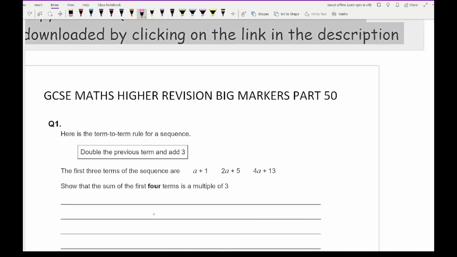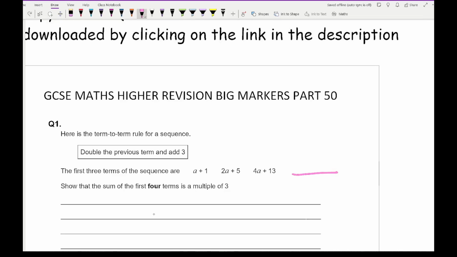Now with this question, what we need to do is find what the fourth term is first, and we do that by using this rule where the previous term is 4a plus 13. So if I start with doubling the previous term, that's going to be 2 lots of 4a plus 13, and then I add 3. Now expanding the brackets, what I end up with is 8a plus 26 plus 3, which gives me a fourth term of 8a plus 29. So that there is my fourth term.